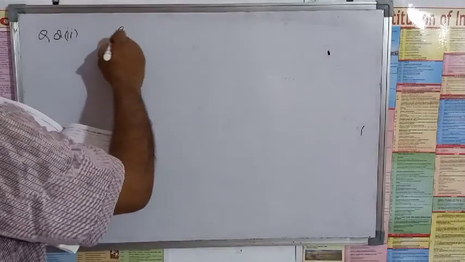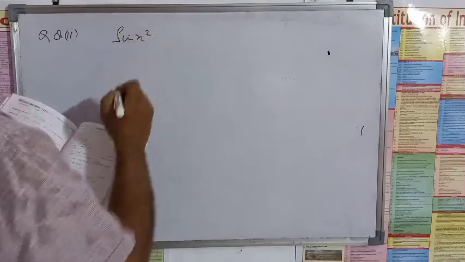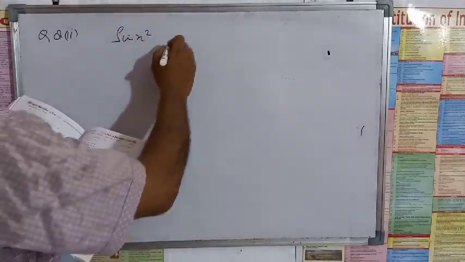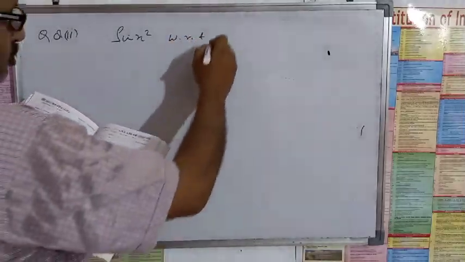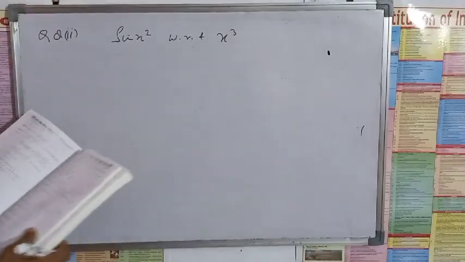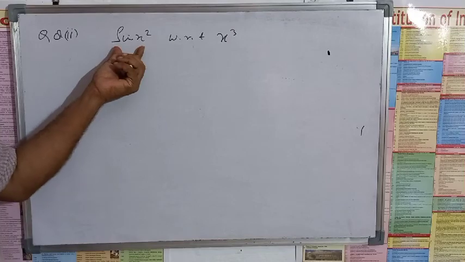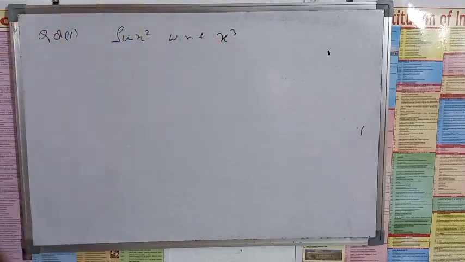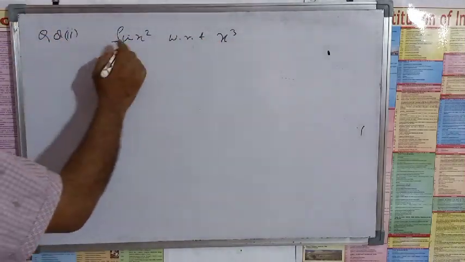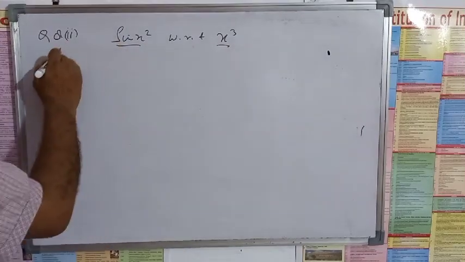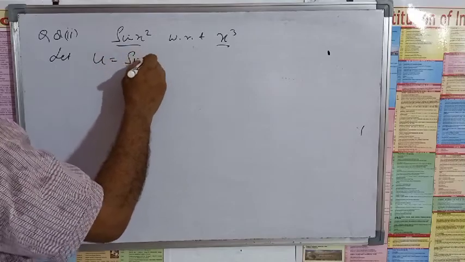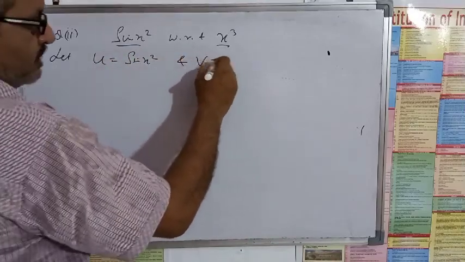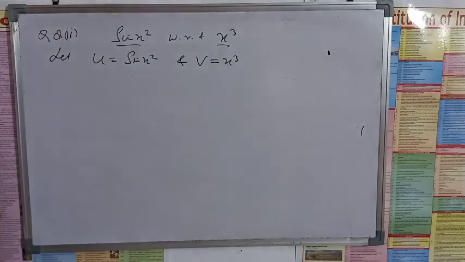We have to differentiate sine x square with respect to x cube. It was asked in 2009. So we have to differentiate this first function sine x square with respect to x cube. How can we differentiate? We will suppose both the functions. Let u is equal to sine x square and v is equal to x cube.